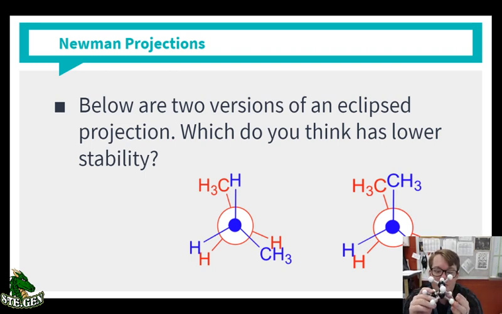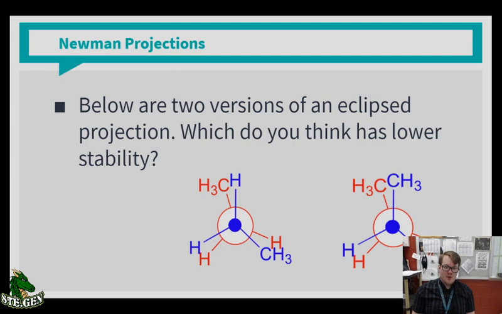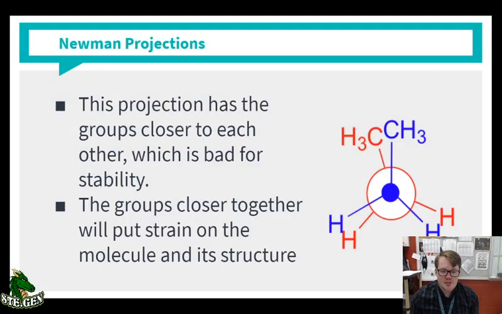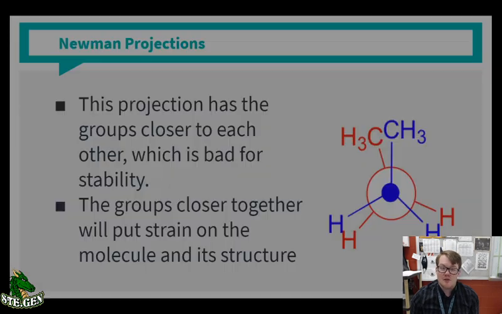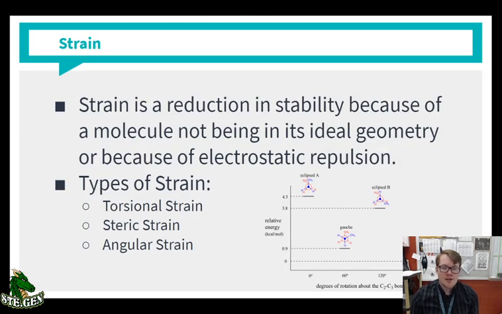And this is also going to be for the same reason. It's just not as bad because the hydrogen is a little bit smaller. Ideally, they're going to go opposite of each other, and they're going to be staggered, so none of the bonds or none of the atoms are in the same 2D space as each other. So this projection has the biggest groups closer, so that's bad for stability. The groups that are closer together will put strain on the molecule and its structure. Strain is a reduction in stability because of a molecule not being in an ideal shape, basically.